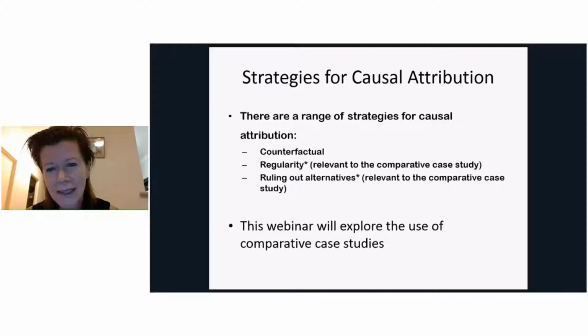And what the series has argued is there are at least three ways. We know at least, dominantly, three ways. And the other two ways are particularly relevant to the comparative case study. And so that's what we'll be looking at.